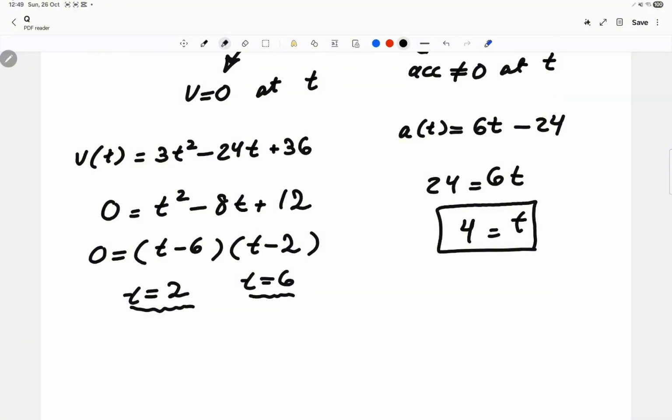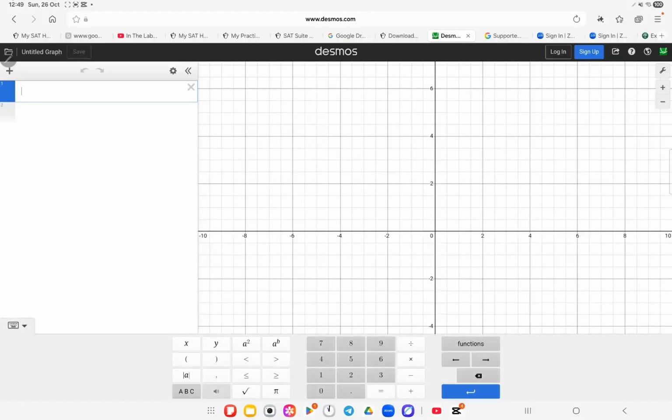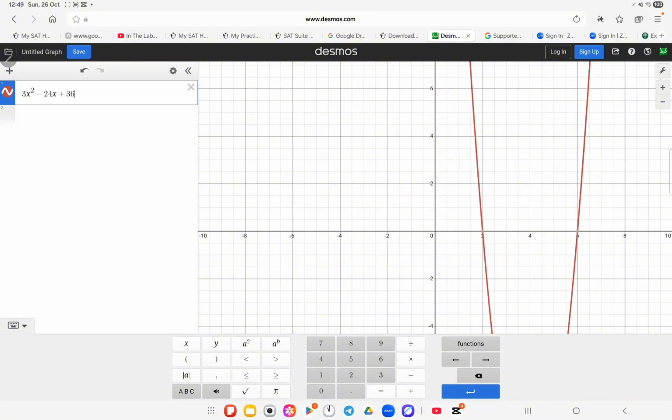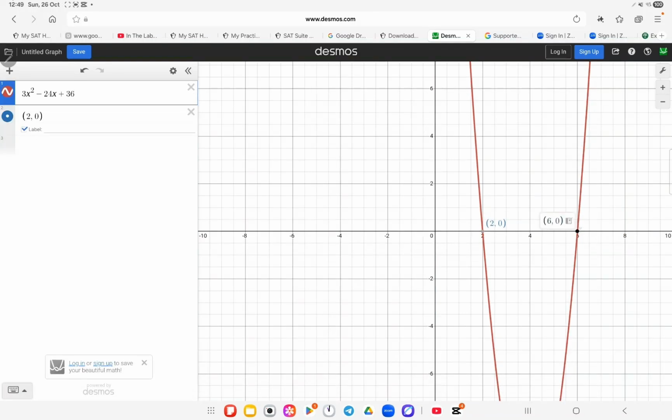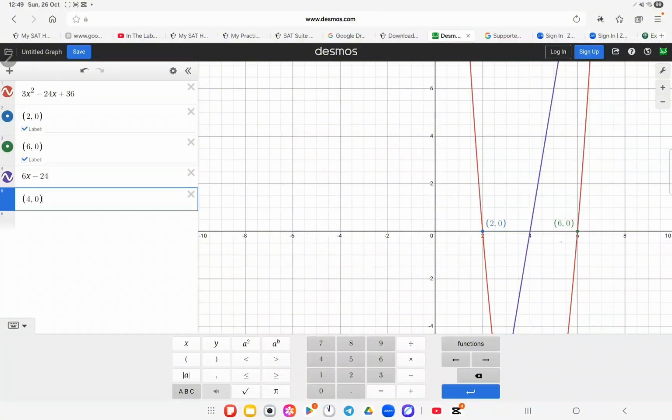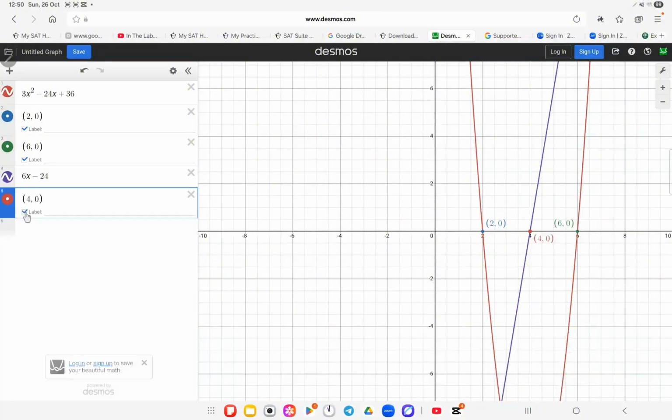Could I have done this using Desmos? Of course, let me show you how. In Desmos, I would go ahead and grab the velocity equation, 3x squared minus 24x plus 36. And as we can see, the velocity is hitting the x-axis, which means 0 velocity at 2 points, which are the 2 and the 6. And now it's going to graph the acceleration equation, which was 6x minus 24. And we can see it hits the x-axis at 4.